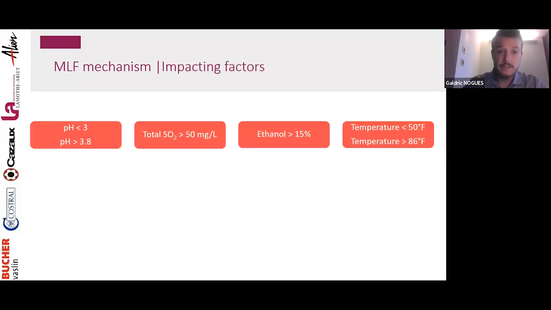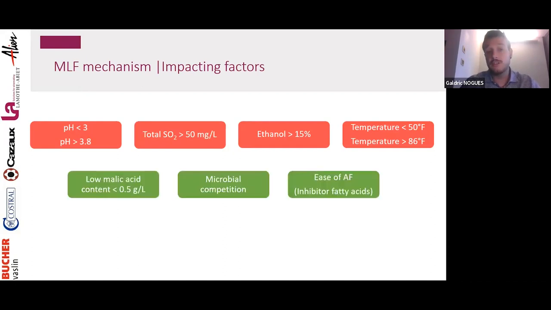The impacting factors are very numerous, but the most important of them are the pH, the amount of SO2 in the wine, the ethanol content, and the temperature. There are very precise conditions where these factors strongly impact the MaloLactic fermentation. Then, let's say, second-class factors: we have the content of L-malic acid, and we have microbial competition. If the wine is already full of another bacteria or yeast, there can be microbial competition between bacteria and yeast.